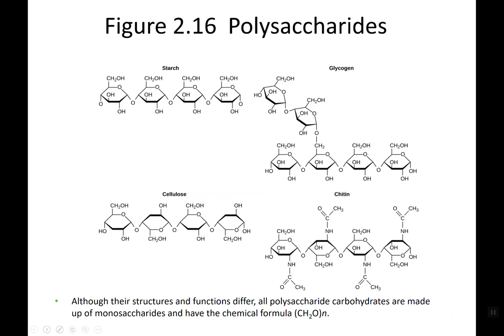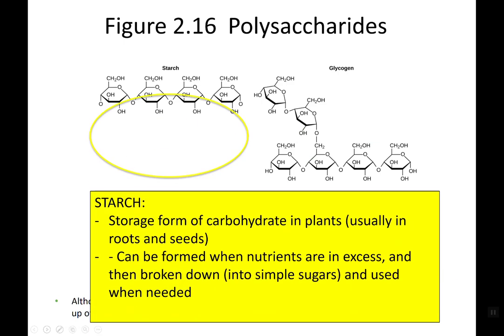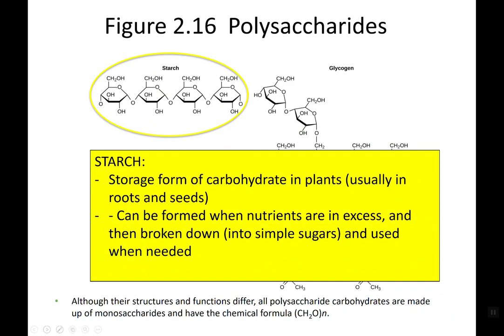Polysaccharides are what happens when you glue together more than one monosaccharide. So for example, here we have a variety. Let's start with starch. This is a storage form of carbohydrate in plants, so usually in roots and seeds and sometimes in things called rhizomes.